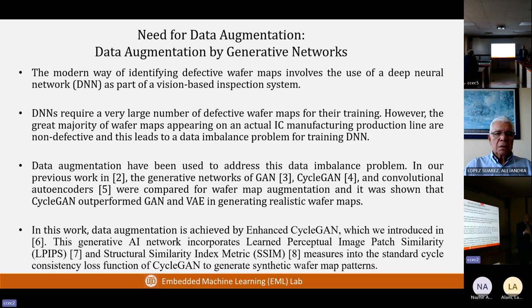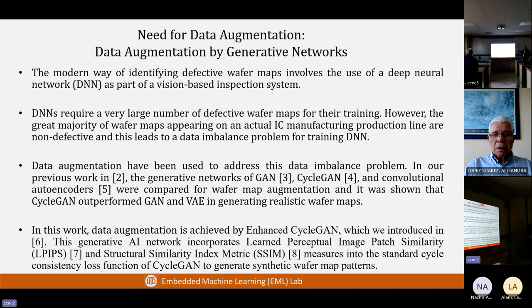Now, if you look at a vision-based system used to detect these wafer map defects, it's a deep learning-based system. Modern systems use deep learning. But the problem with deep learning systems is that they require a lot of data to get trained. And on an actual IC production line, we have a lot of non-defective wafer maps, but relatively very few defective maps. So this creates a data imbalance problem when we train a deep neural network.